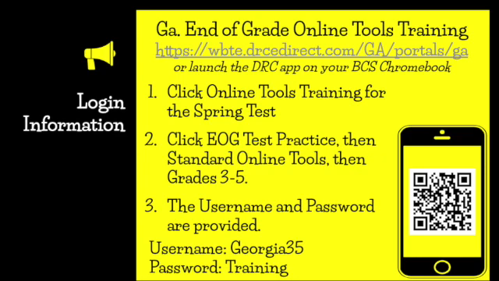Then, click EOG Test Practice. Then Standards Online Tools, then Grades 3 through 5. The username and password are provided. The username is Georgia with a capital G, 35. The password is the word training with a capital T.